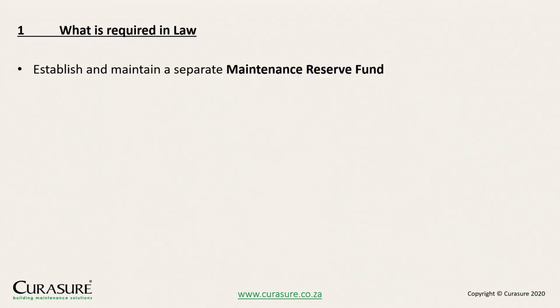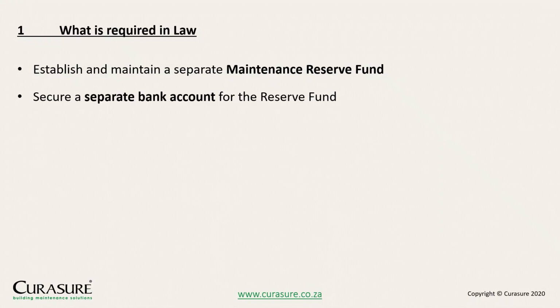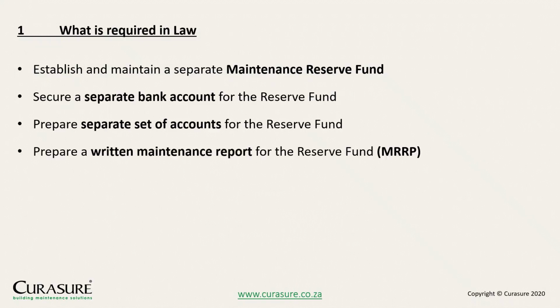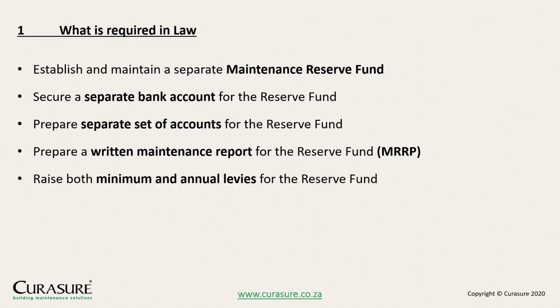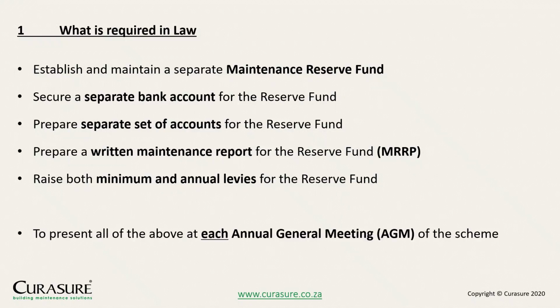To establish and maintain a separate maintenance reserve fund. We need to secure a separate bank account for the reserve fund. Prepare separate sets of accounts for the reserve fund. We have to prepare a written maintenance report for the reserve fund. This is referred to as the maintenance repair and replacement plan. Raise both minimum and annual levies for the reserve fund. And to present all of the above at each annual general meeting, AGM, of the scheme.